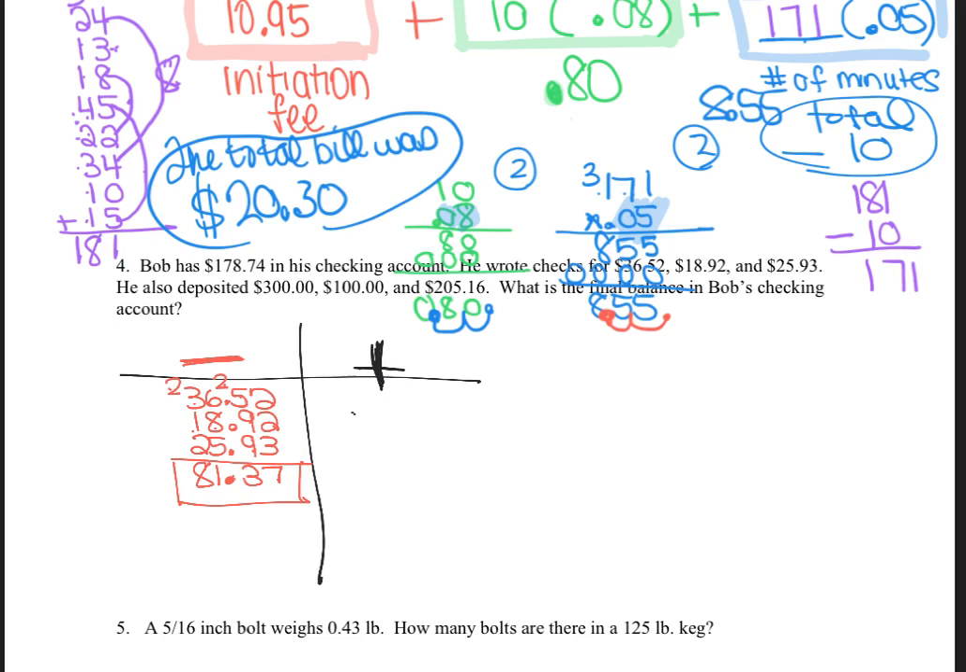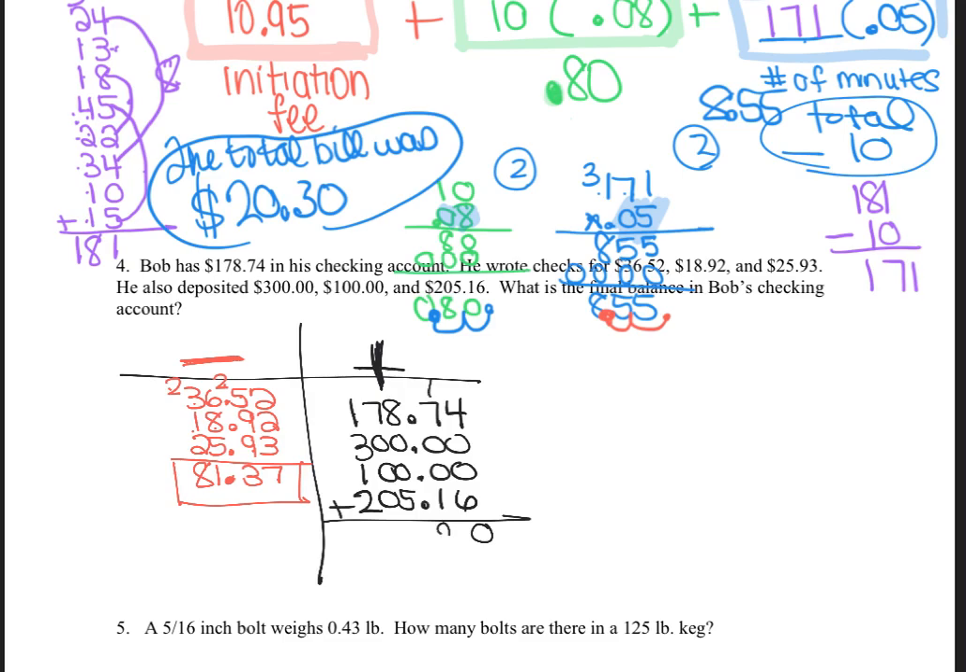$81.37. Now, for the positive, he started with 178.74. He added 300. He added 100. And then he added 205.16. You have to use what you started with, because ultimately that's money he has. He's in the positive with that. Now, if he started owing money, that's a different story.